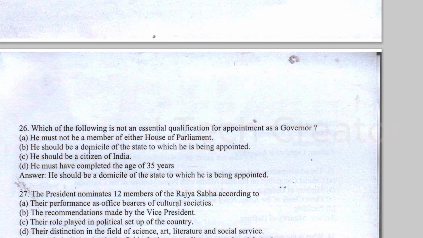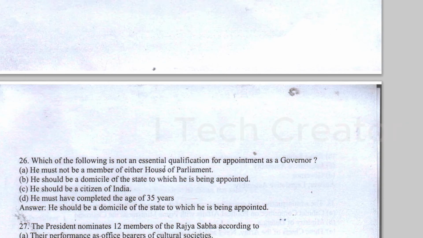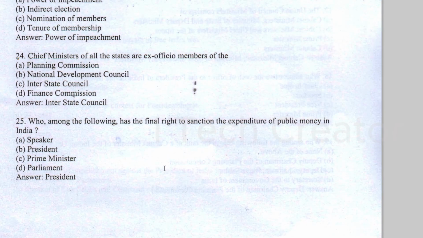He should be a domicile of the state to which he is being appointed. Now next, 25. Who among the following has the final right to sanction the expenditure of public money in India? President.